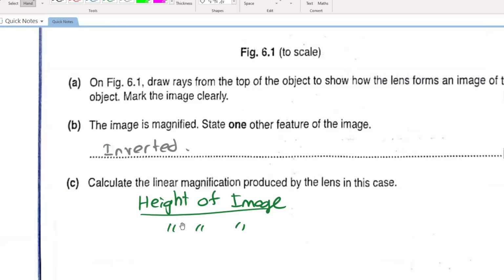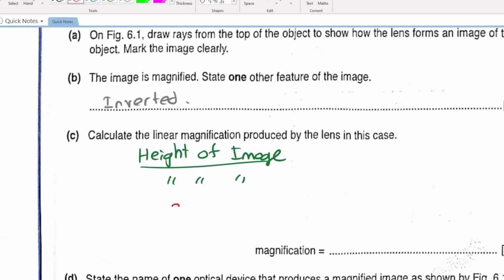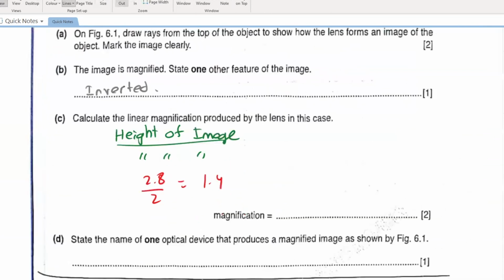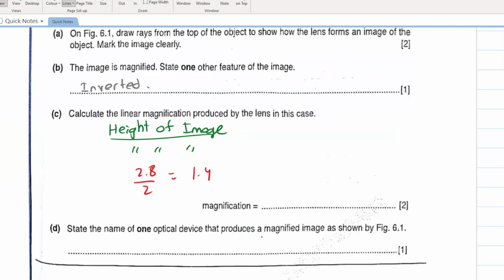So 2.8 divided by 2 is your linear magnification. This comes out to be 1.4, I guess. Let me do it in the calculator as well because I'm not sure about it. 1.4 is your answer. State the name of one optical device that produces a magnified image as shown in figure 6.1. Projector. Simple. A projector enlarges your images.